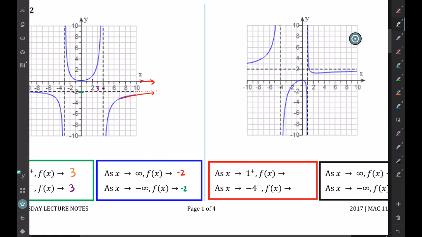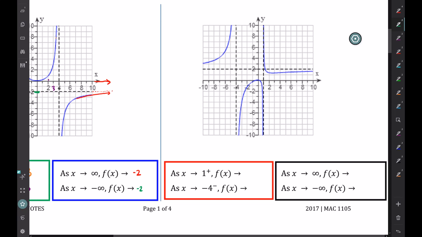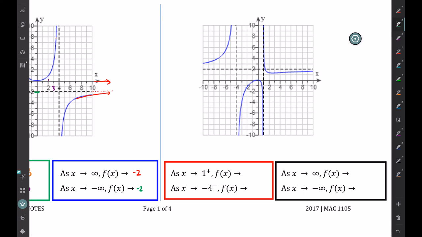Okay, what I'd like you to do is try and do this next example. Fill out the red box and the black box. I'll ask you a quiz question on the red box, and then I'll show you how to do it.